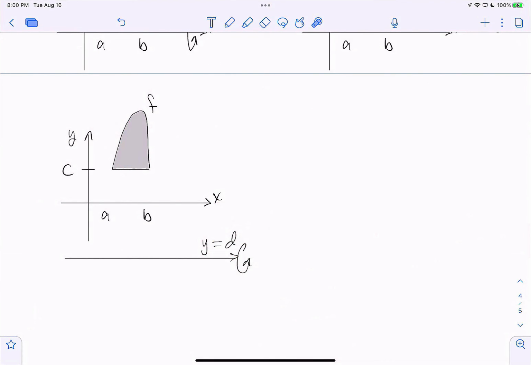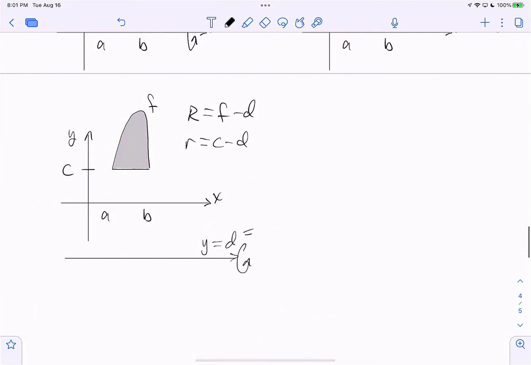Now we're going to look at our final setup. Same region, defined by f and c, a constant. It doesn't matter if c is a constant. We're going to rotate it about y equals d, but d is now negative. So what now becomes my outer radius? It's still f minus d. What becomes my inner radius? It's still c minus d.